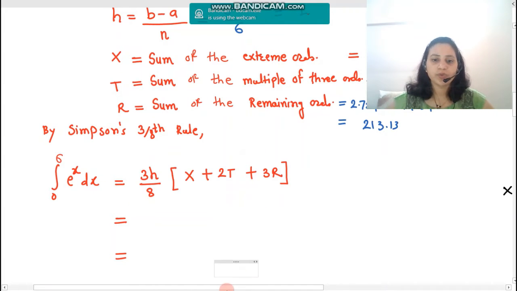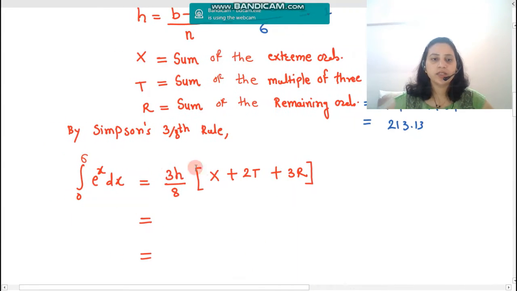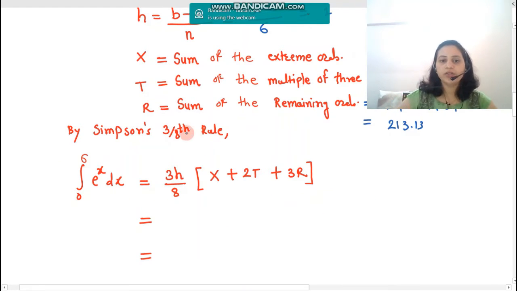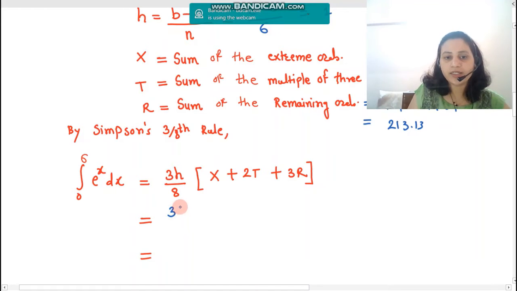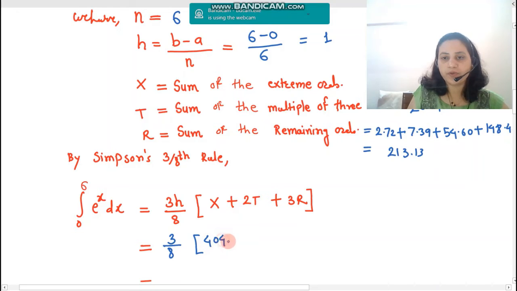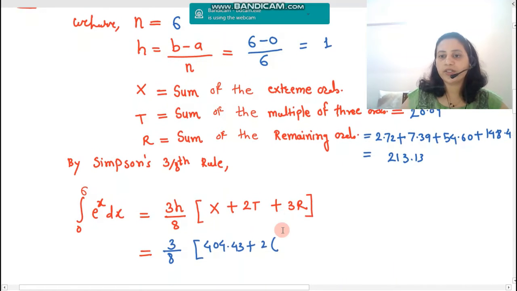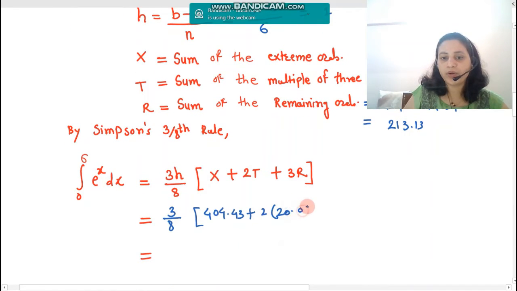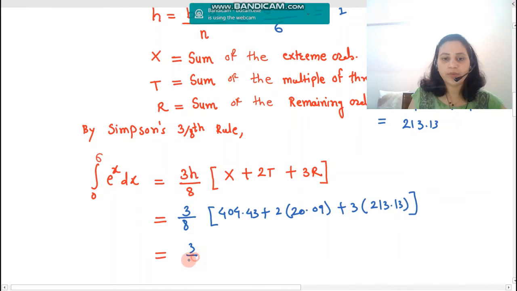Okay. So here I have written the Simpson's 3 by 8 formula, 3h by 8 times (x plus 2t plus 3r). Now substitute all the values: 3 as it is, the value of h is 1 upon 8, plus, what is the value of x? It is 404.43. So 404.43 plus 2 into t. So t is 20.09. 20.09 plus 3 into bracket r, so that is 213.13. Now 3 by 8 as it is.